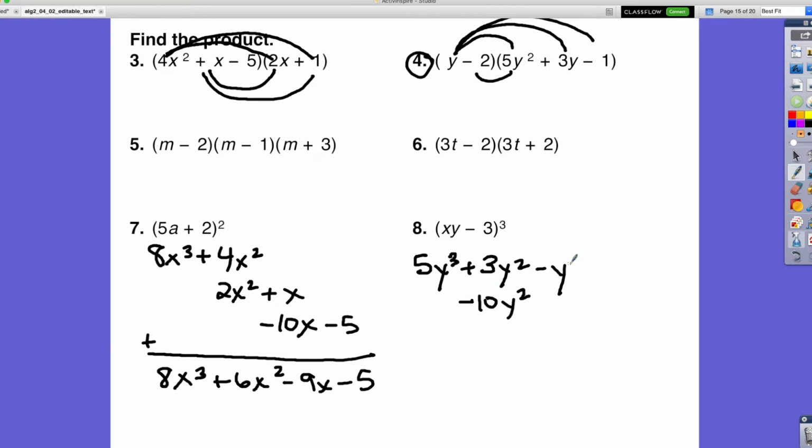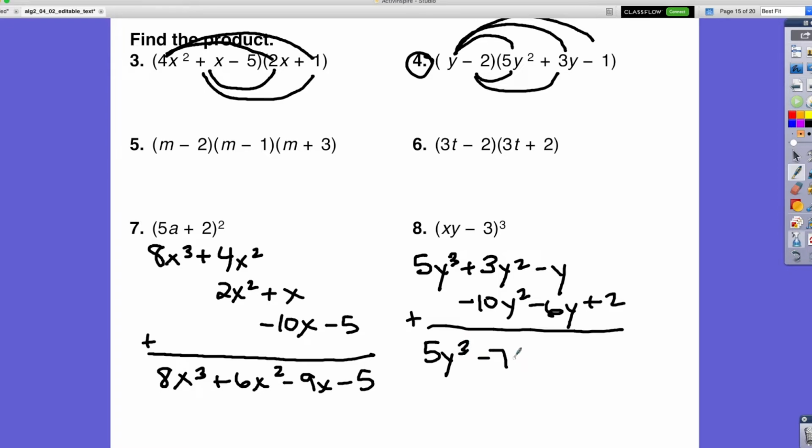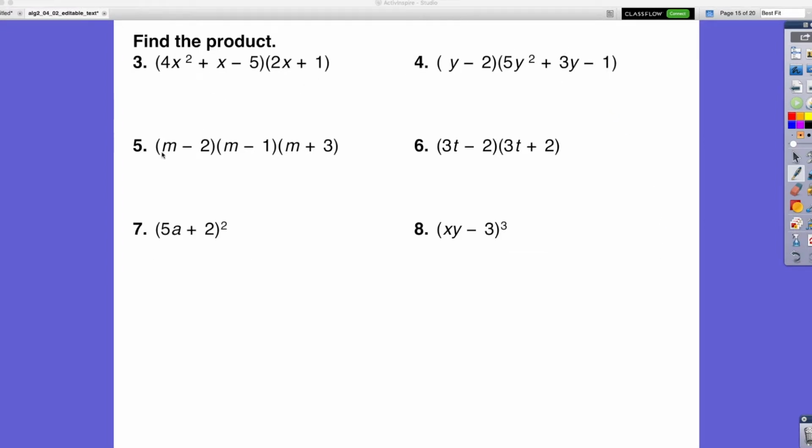You don't have to. You can write one long line if you want to and collect like terms. I just feel that this is visually a little bit easier. Negative 2 times 3y. Negative 6y. Negative 2 times negative 1 plus 2. Now I'm going to add them together. 5y cubed, and this one is minus 7y squared. This one is minus 7y plus 2.